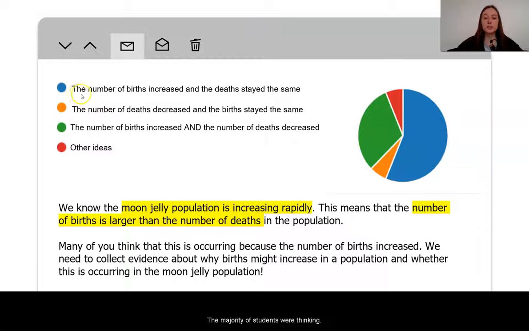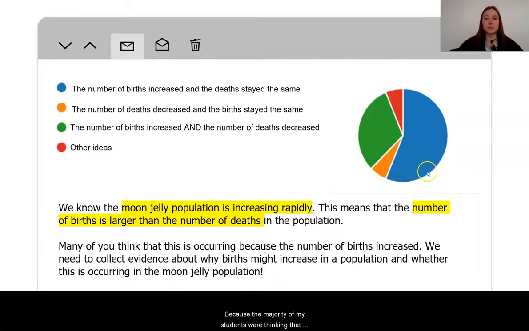The majority of students were thinking that the number of births increased and the deaths stayed the same. Students were thinking that the number of deaths actually was decreasing and the births were staying the same. And some students were thinking that actually both of these things were occurring, that the number of births were increasing and the number of deaths were decreasing. A couple of my students had some other ideas that we can talk about as we continue through this lesson.